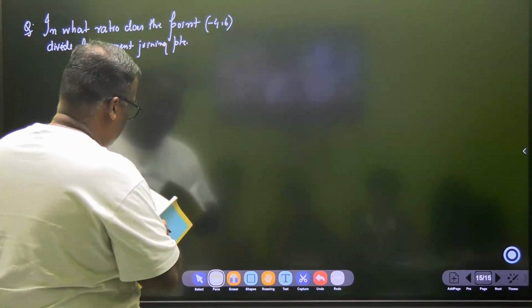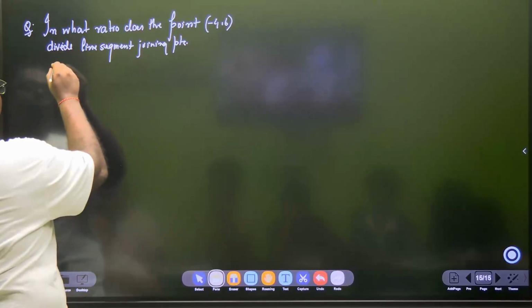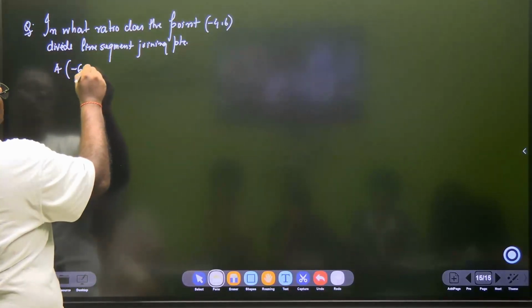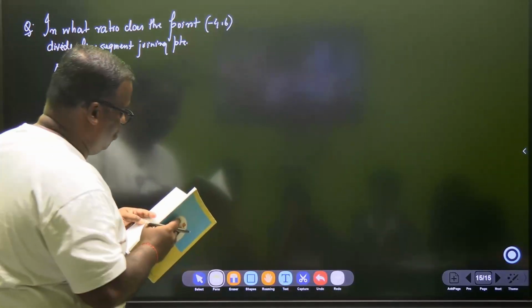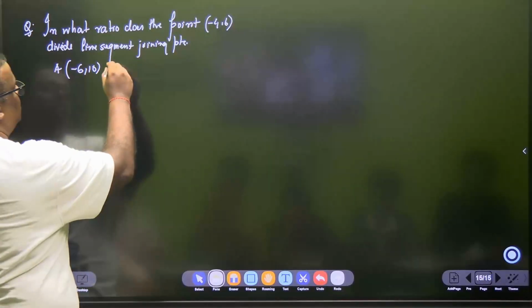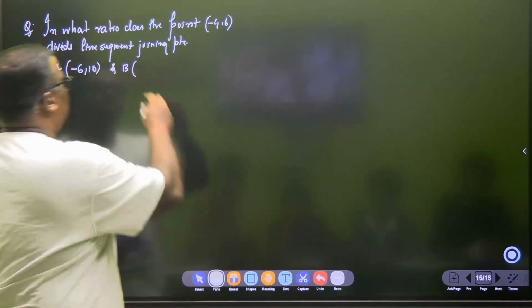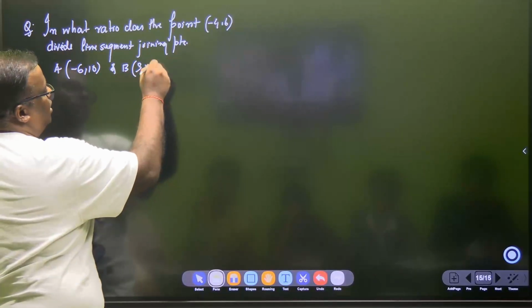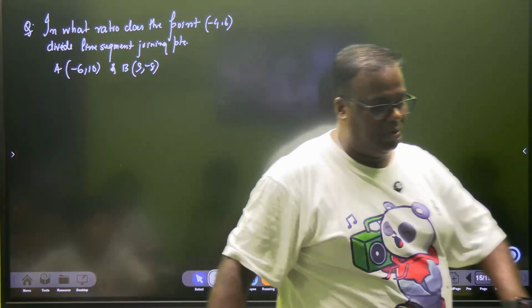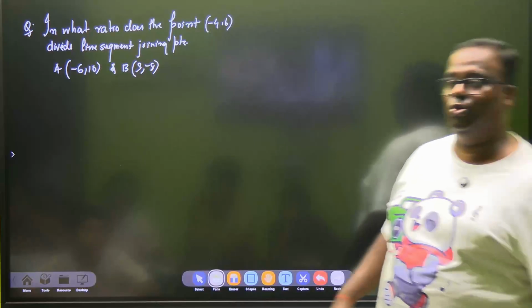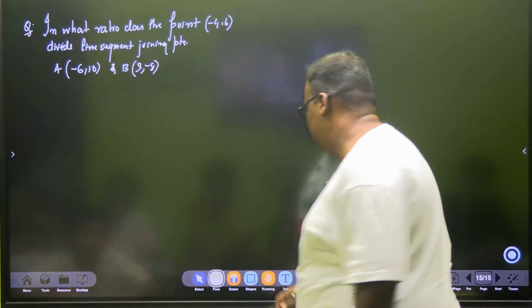A is (-6, 10). I don't want you to solve, I just want you to observe something. And B is (3, -8). So this question is the reverse way. They have given you P's coordinate. Okay, let's try to model this question first.